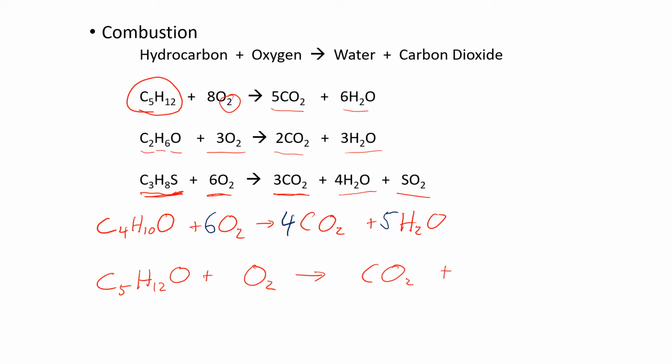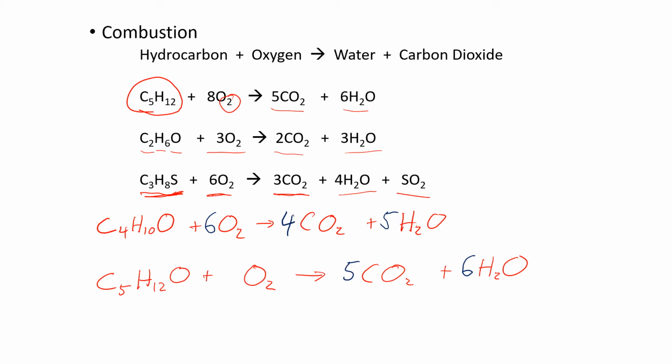So again, place the video on pause, and then we can see about balancing it. Okay, hopefully you have it. I'm going to use the exact same principles as last time. I have 5 carbons, so I'm going to place 5 carbons right there. Okay, I have 12 hydrogens, and so therefore I'm going to place a 6 right there, and now I have 12 hydrogens.